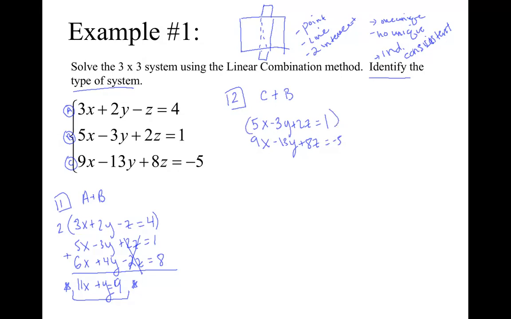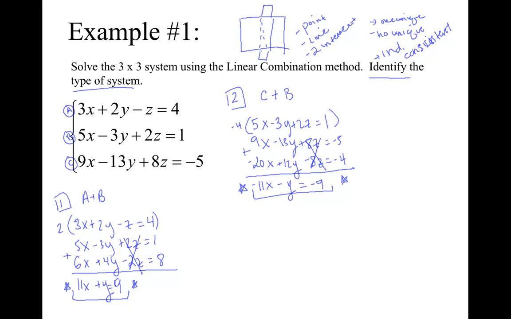I'm going to take the first one, and I'll multiply through by negative 4. I could also just multiply through by 4 and then subtract the 2. That works too. So it'll give me negative 20x plus 12y minus 8z equals negative 4. So just be careful when you're doing this. And I'm going to add down. 9 minus 20 is going to give me negative 11x. Negative 13 plus 12 is going to give me negative y. That goes away. That was my purpose. Equals negative 9.